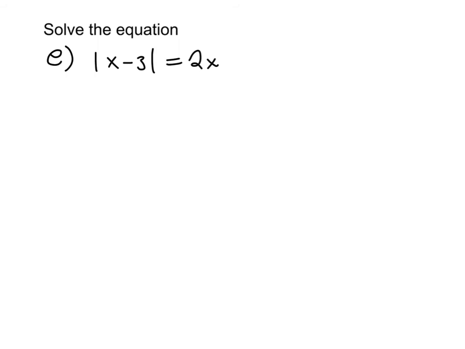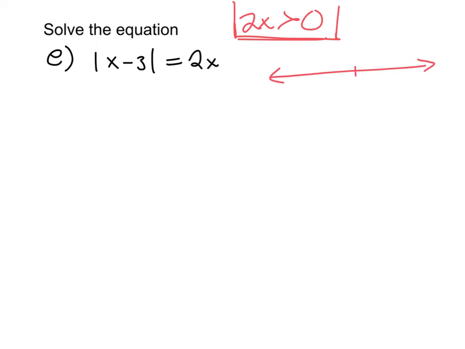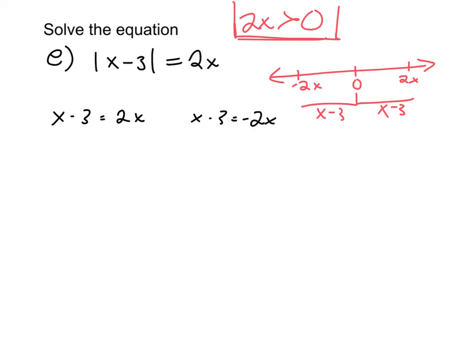So let me go ahead and write this. We need for 2x to be greater than 0. All right, so I'm going to go ahead and find some values of x, and at the end I need to check that this criteria was met. All right, so just like the previous examples, this distance is x minus 3, distance from 0, and then we have negative 2x over here and positive 2x over here. So when I go to solve, I'm going to have x minus 3 equals 2x, and x minus 3 equals negative 2x.